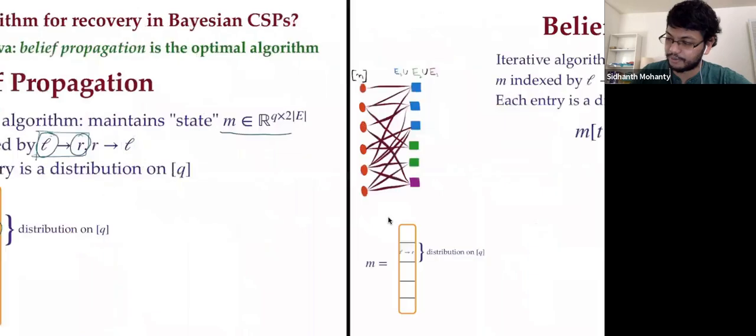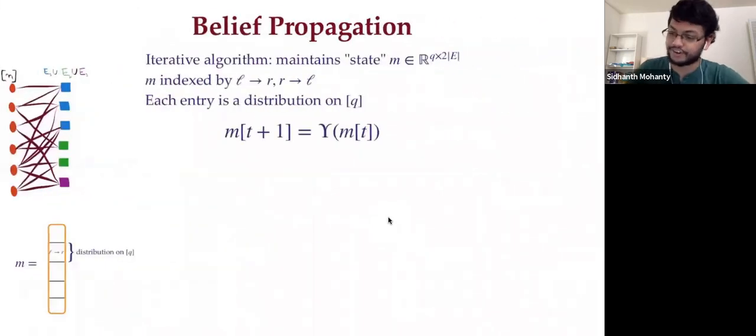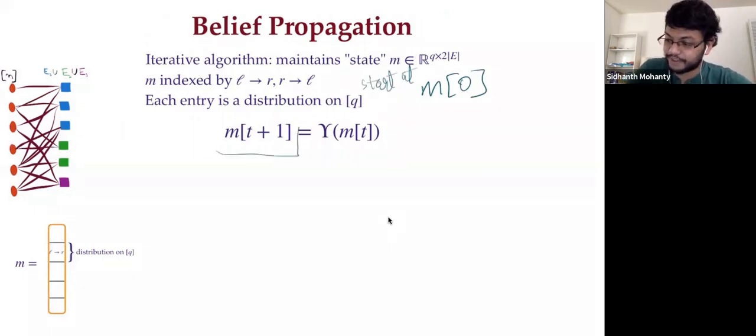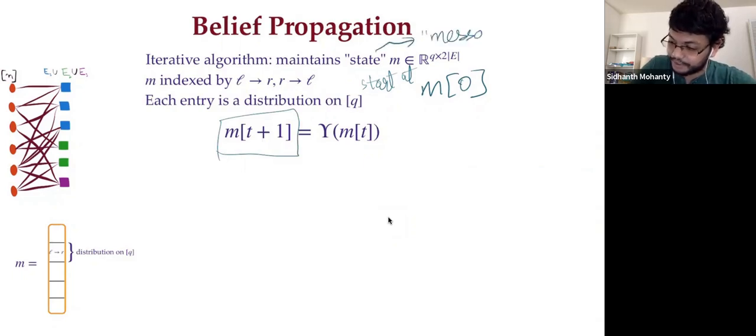Now what belief propagation does is it starts off at some such vector m0, and then it repeatedly applies a certain update rule. So at time t plus 1, this state, whose entries are known as messages, is equal to a certain deterministic update rule applied to the state at time t. I'm not going to tell you what this update rule is, but I'm going to tell you one property of it.